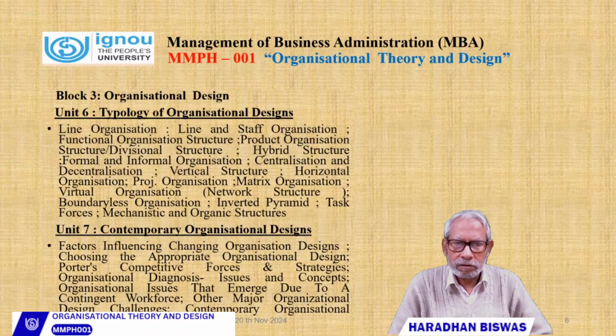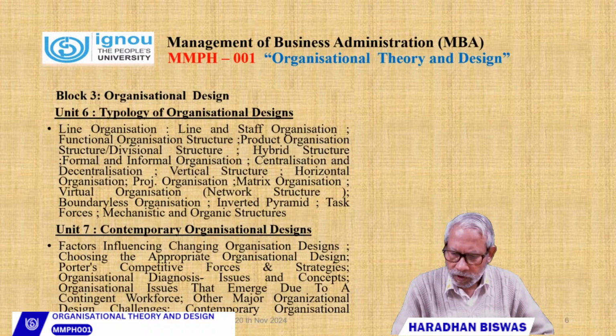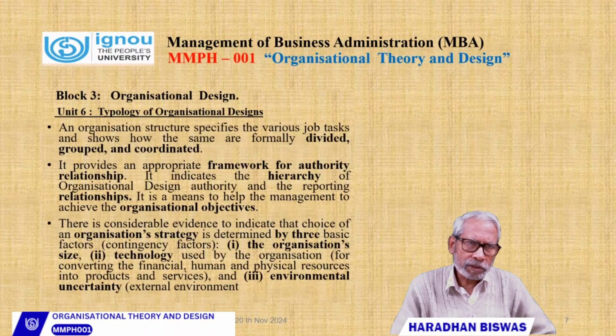So all this within the unit that we have to see what type of characteristics and what the way it has explained. Then unit number 7 will be a contemporary organizational design, where you have to see what are the factors influencing the changing the organizational design, and choosing your appropriate organizational design based on the situation. Then your organizational diagnosis, issues and the concept of the organizational issues, emergence due to contingency workforce, and other major organizational design challenges, etc. Now let's concentrate on unit number 6, that is a topology of the organizational designs.